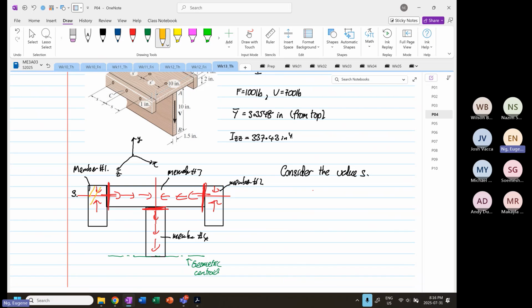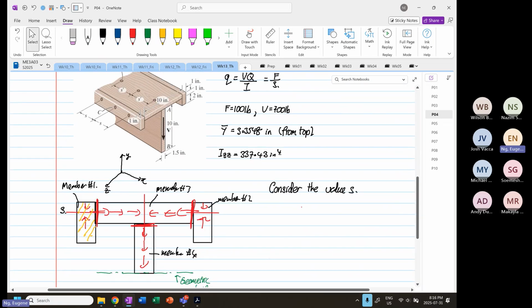Maximum area to consider is this area. You ask me, Eugene, why you don't consider the member number 2? Because member number 1 is independent of member number 2. They have their own terminus. So you don't need to consider both.